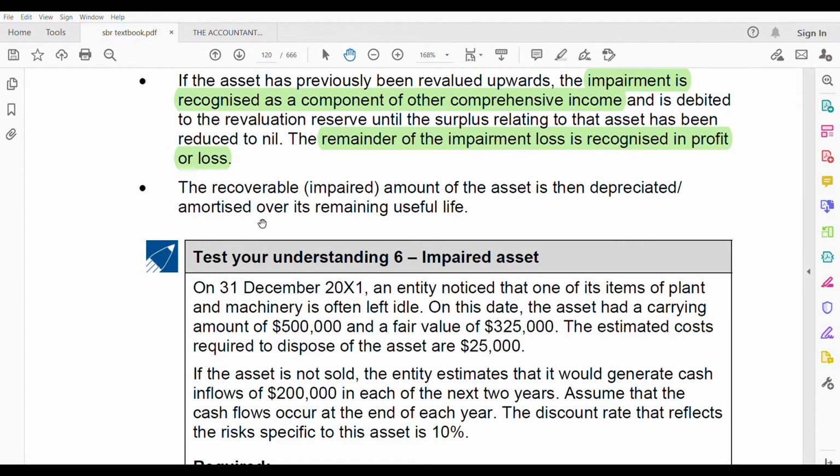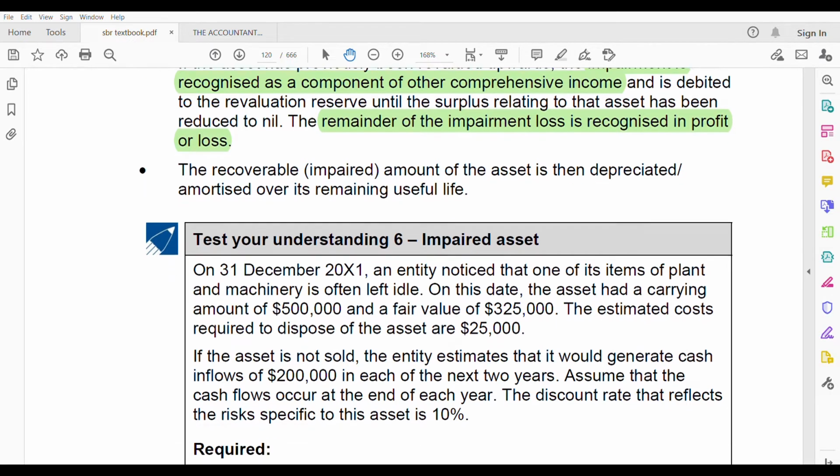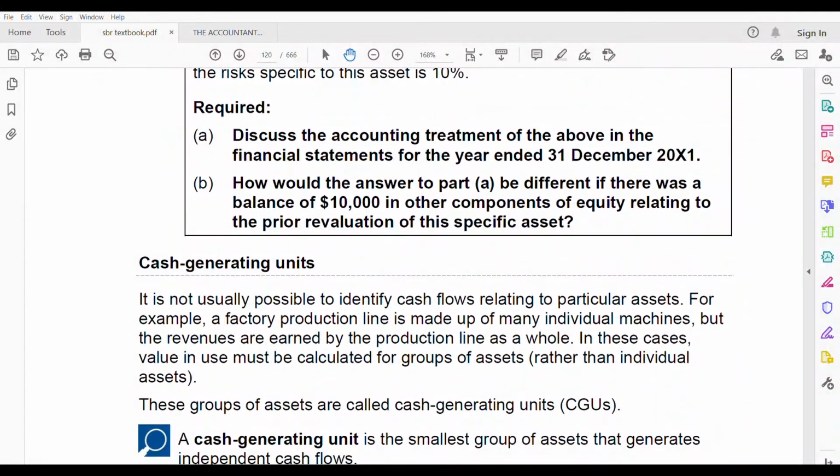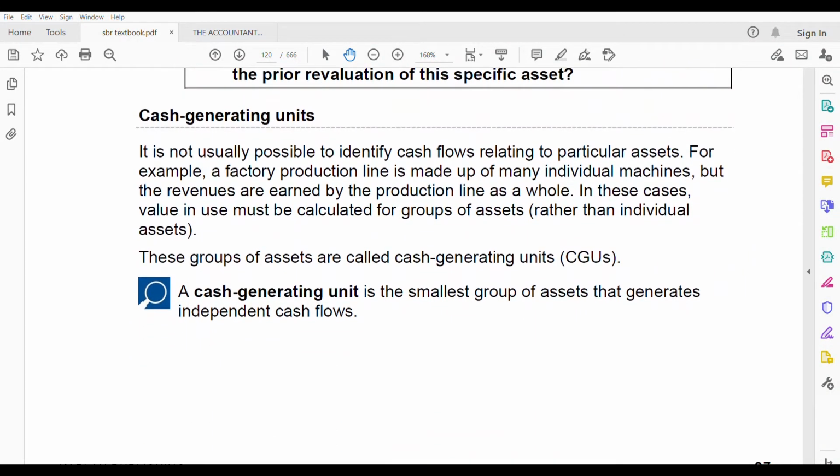The recoverable amount of the impaired asset. What should you do after you impair the asset? You then need to depreciate it or amortize it if it's an intangible asset. So depreciate or amortize over its remaining useful life after the impairment. Okay, don't forget that because it's an asset that you are impairing. Now let us go to the cash generating units.